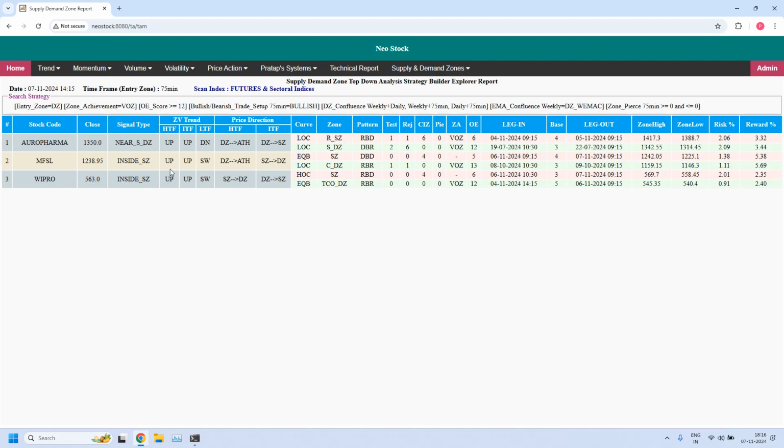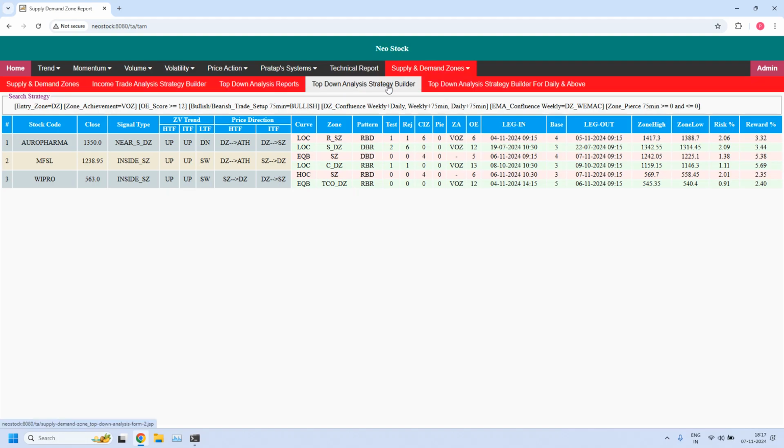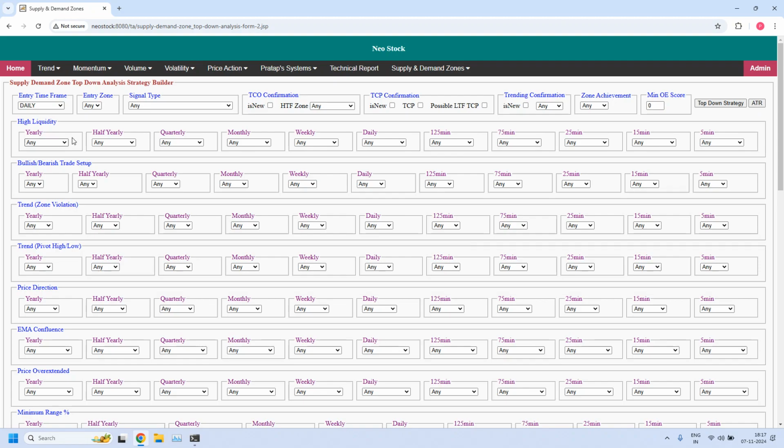And all these weekly zones, HTF means weekly, are also having weekly EMA confluence, and the daily zone along with the 75 minute zone is part of the weekly zone. So these are the high probability setups for weekly income trade. So next, bearish trade setup for weekly income trade.